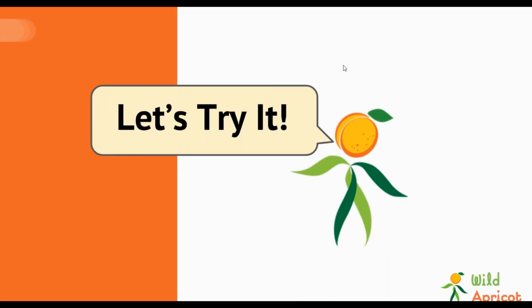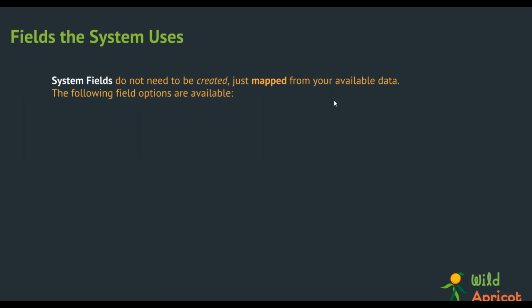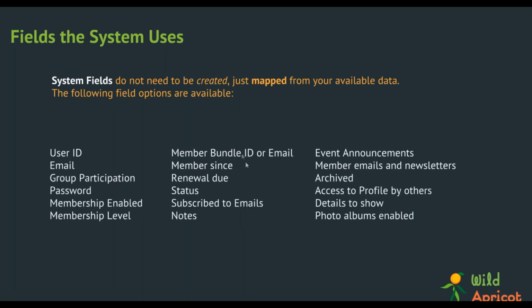We're approaching the end of the session, so let's just go through a couple more things. I've been talking about these a lot, the system fields. The system fields don't need to be created by you. They're things that exist already in Wild Apricot. So if you have things like renewal dates, membership types, membership status, email, you'll just want to assign them to the right place on Wild Apricot.